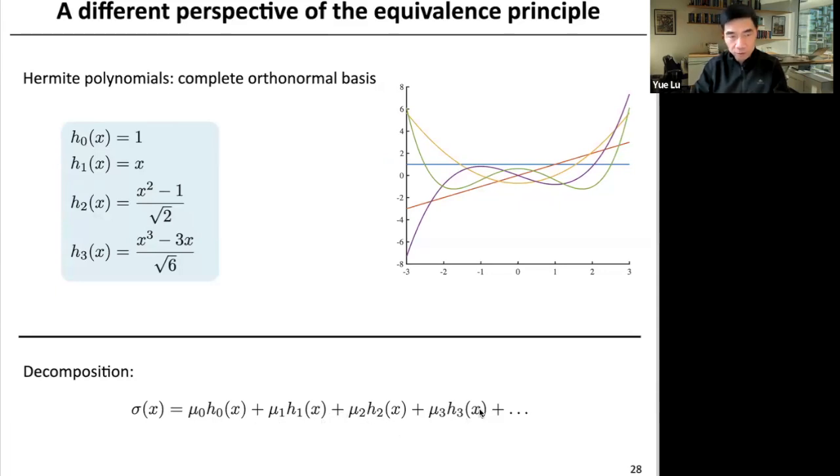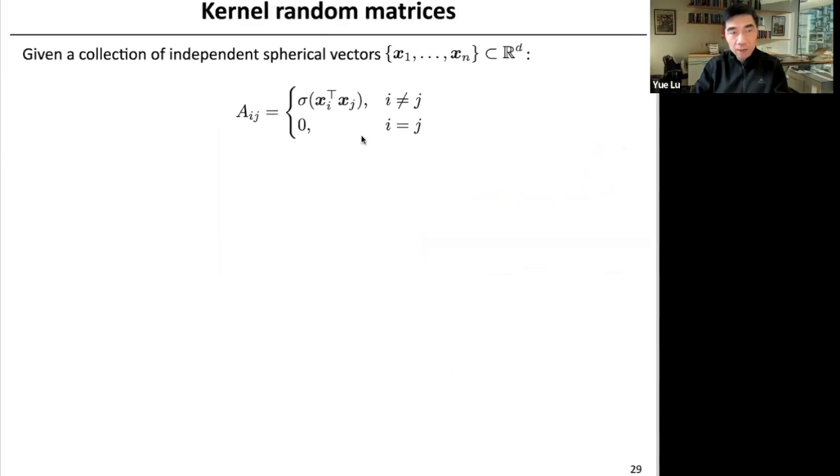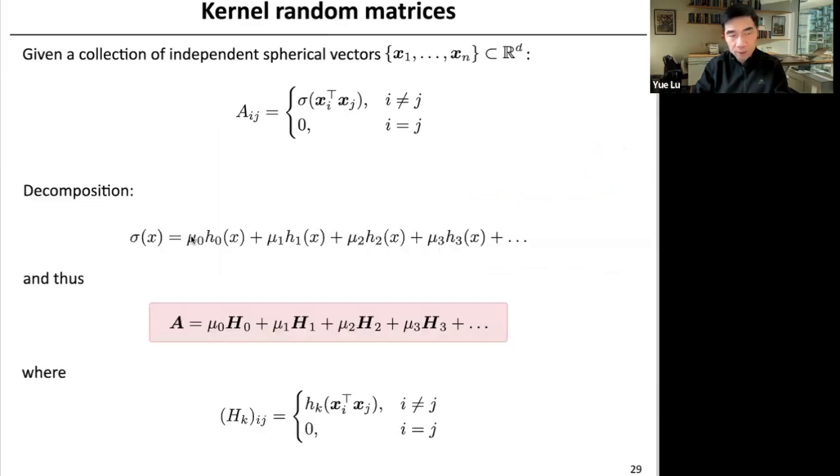These are the scalar coefficients. Now, if you want to study this kernel problem where you apply a nonlinear transformation to the entries of this inner product matrix or the sample covariance matrix, because sigma can be written as a linear combination of these Hermite polynomials, correspondingly, you can rewrite your entire matrix, the linear matrix A, as a linear combination of these Hermite matrices, H0, H1, H2, and so on, where each Hermite matrix is applying the kth order Hermite polynomial to each entry of the sample covariance matrix.